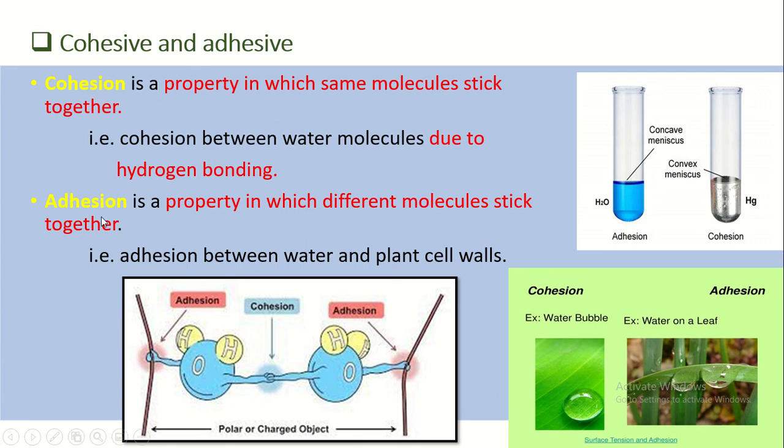Meanwhile, adhesion is a property in which different molecules stick together. It refers to the bonding between two different types of molecules, such as you can see over here, the bonding between the water and also the plant cell wall. Two different types of molecules, water and cell wall.